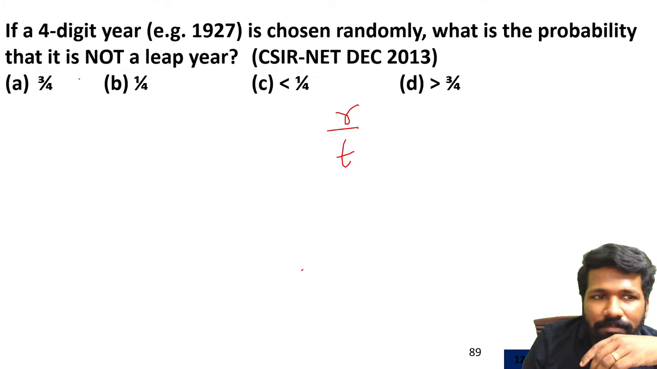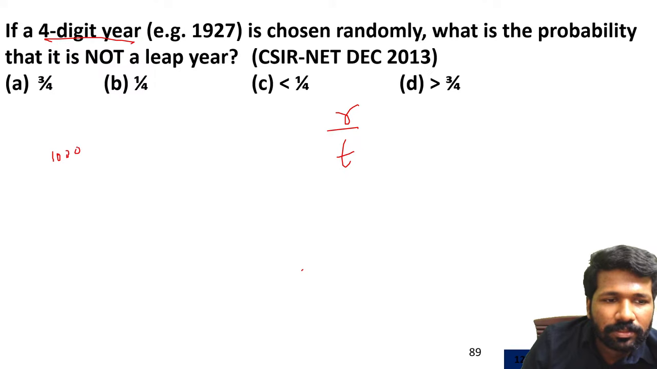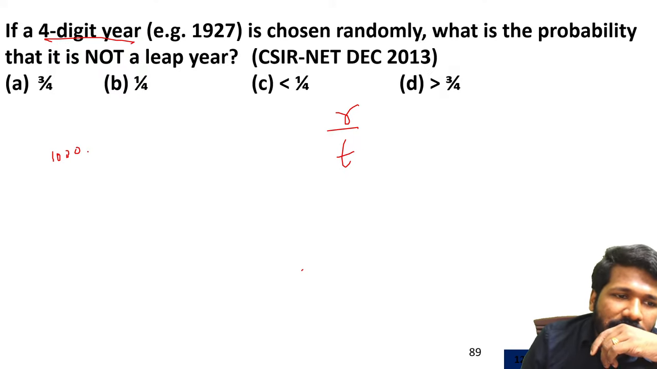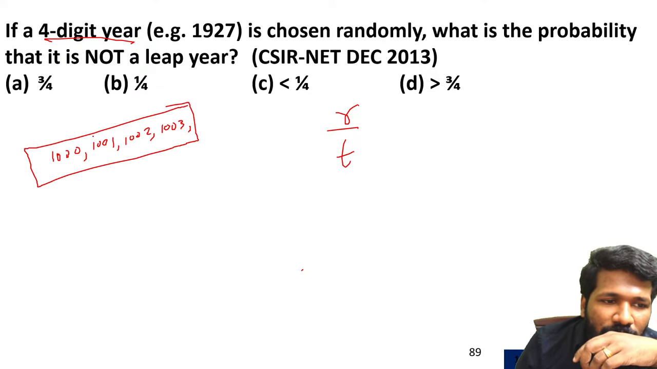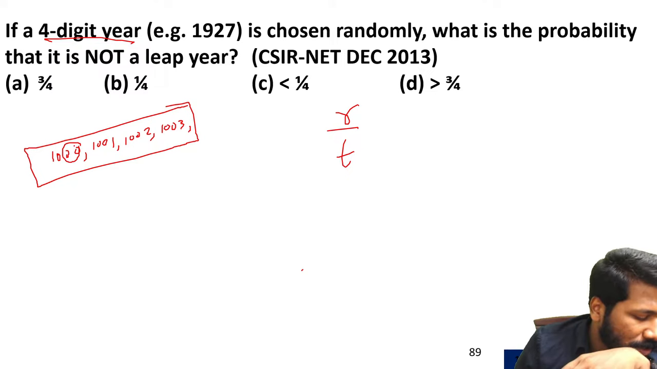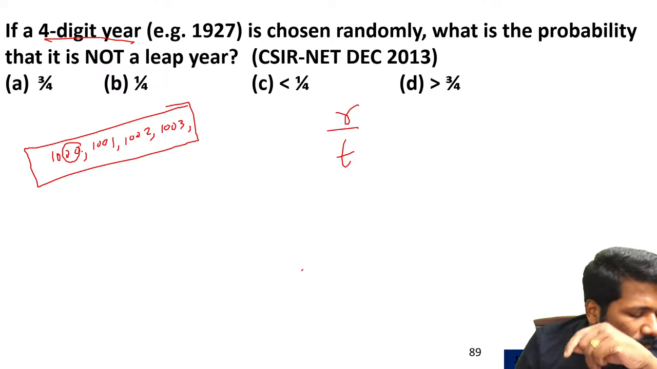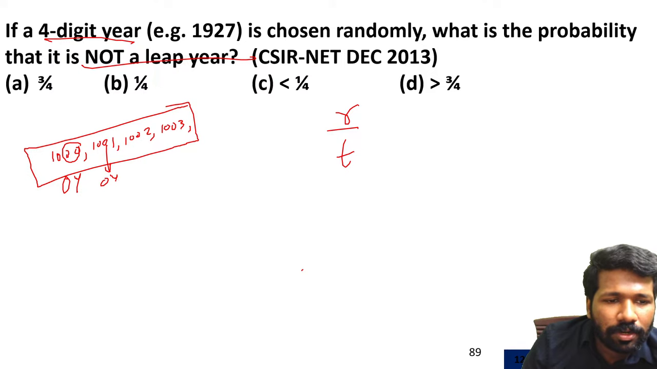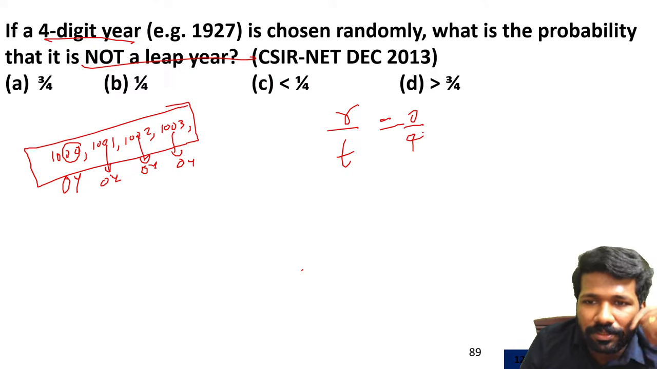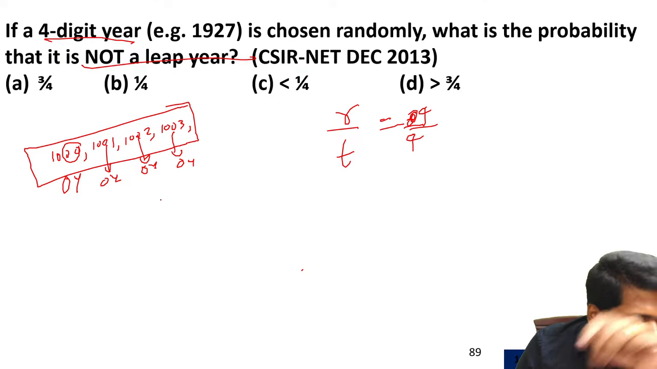I will take a set of examples. As it is a 4-digit year, let us start from say 1000 onwards. Take 1000, 1001, 1002, 1003, these 4 years. How many leap years are there? This is 00 ending, so it is a multiple of 4, but as it is not a multiple of 400, this is not a leap year. So this is an ordinary year. Not a leap year means ordinary year. This is also an ordinary year, this is also, this is also. That means 0 out of 4 are leap years, or 4 out of 4 are ordinary years.